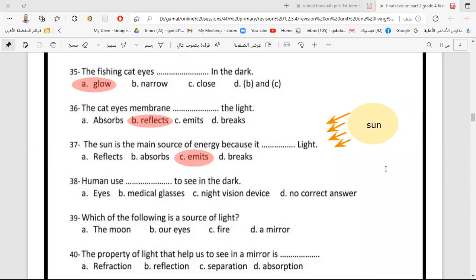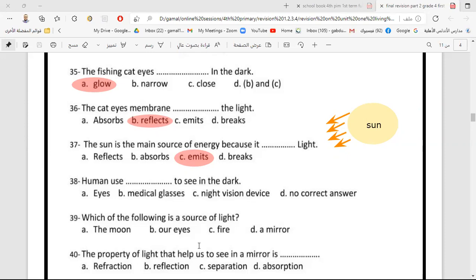Okay, my son? Let's go to number 38. Who's next? Mohamed Helmy and Ahmed Helmy. Yes, Mohamed Helmy, go ahead. Number 38.